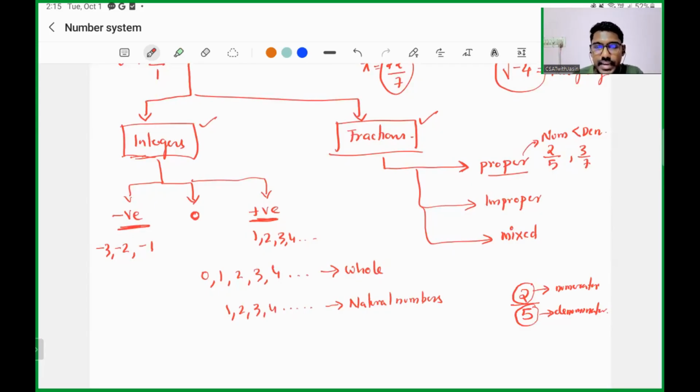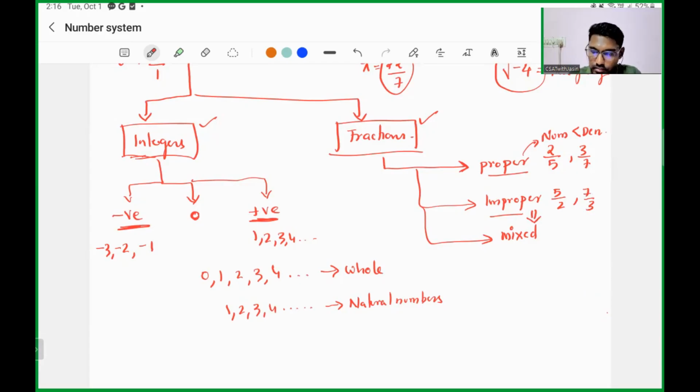And when the numerator is greater than the denominator, it is called an improper fraction, like 5 by 2. In 5 by 2, 5 is the numerator, which is greater than 2. So the numerator is greater than the denominator. In that case, it is an improper fraction. So 7 by 3, all these are improper fractions. And a mixed fraction is actually another form of improper fraction. So the improper fraction itself, we are representing in a different form.